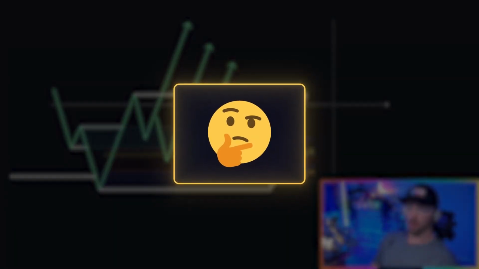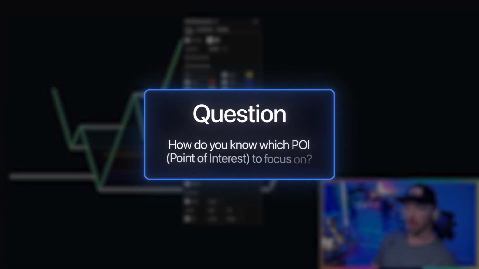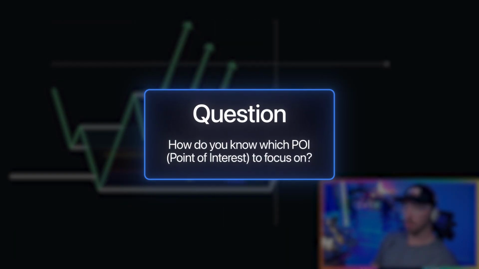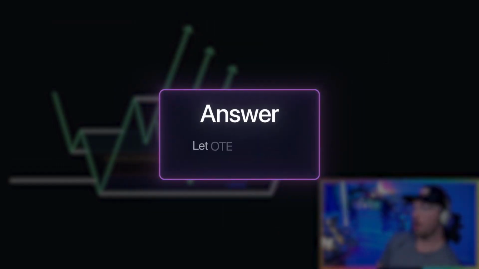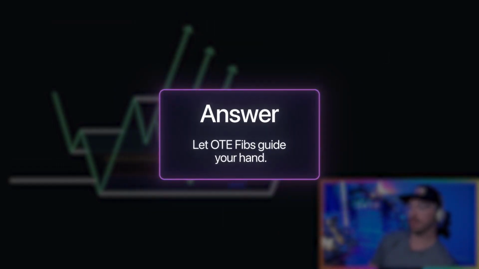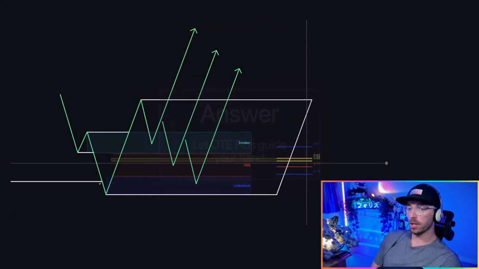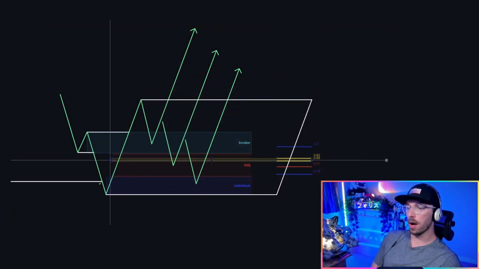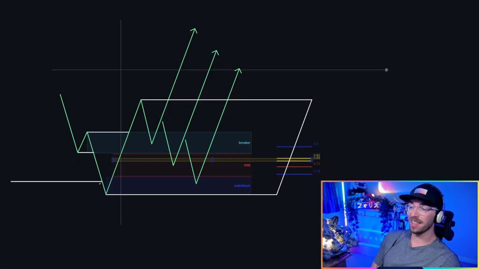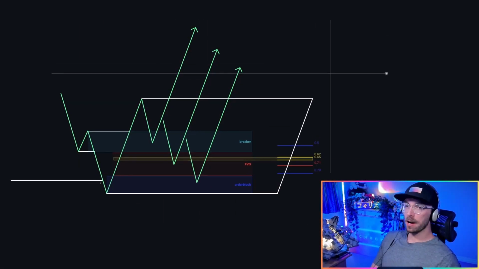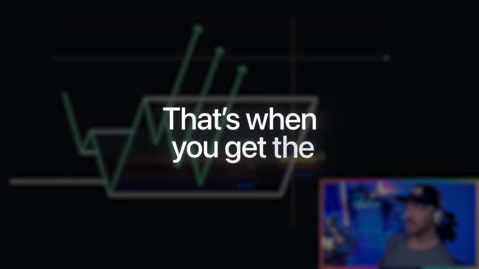The question was, how do you know which POI to focus on when there are multiple valid ones? The answer is let OTE fibs guide your hand. And I think that has helped me a ton when it comes to figuring out which POI I should be prioritizing. And again, these aren't hard rules, these are just guidelines. What happens when the breaker and FVG line up together? That's when you get the unicorn setup.